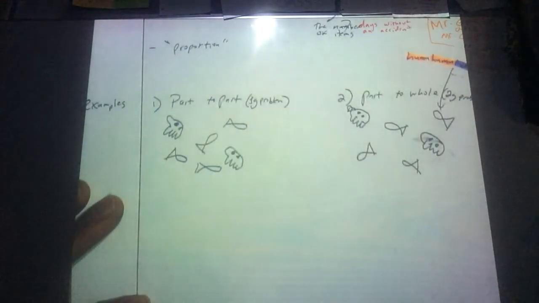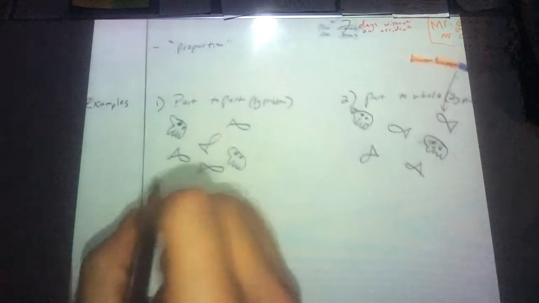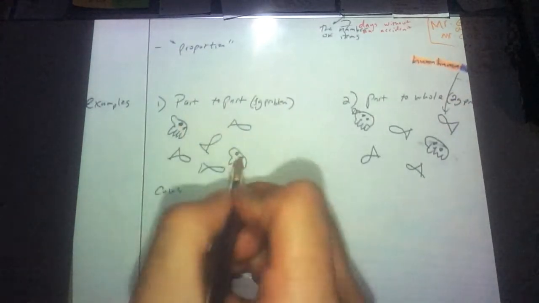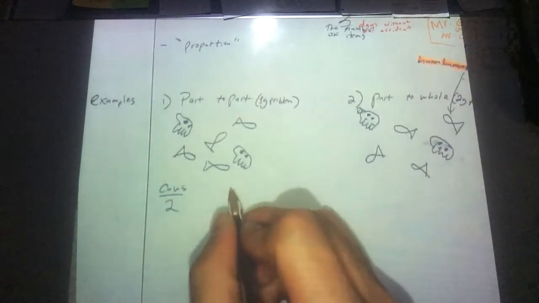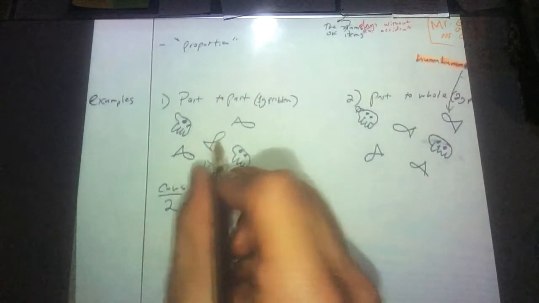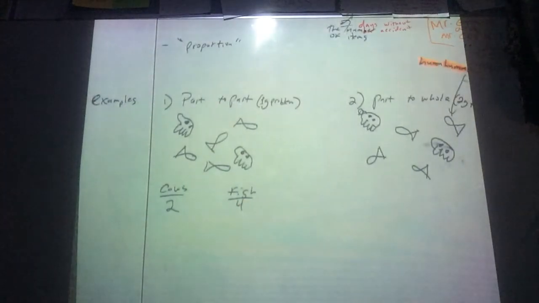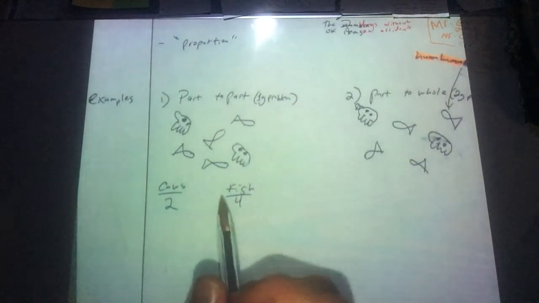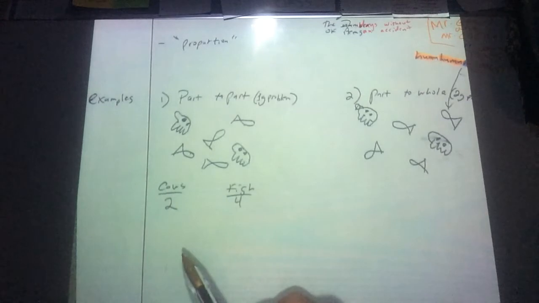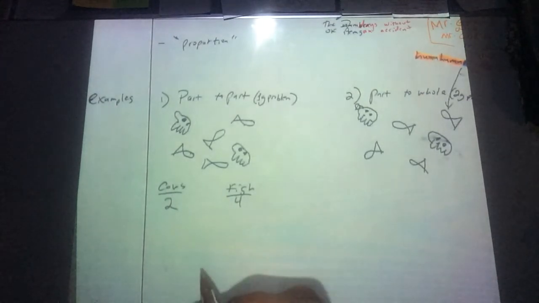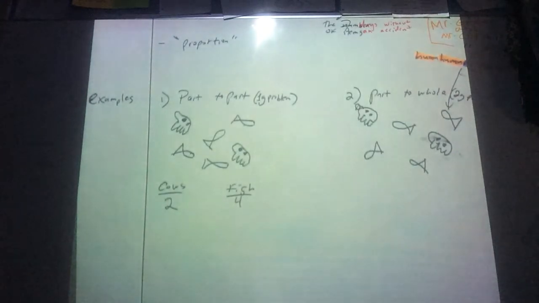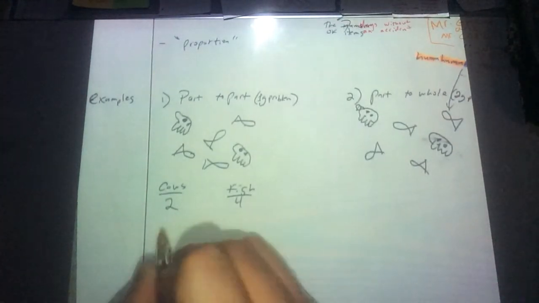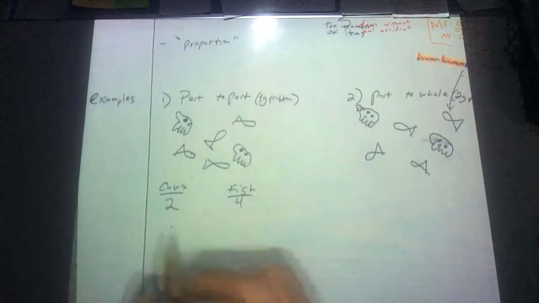Okay, so part to part. Now, how many cows are there? Well, there's 1, 2 weird-looking cows. So there's 2 cows, and then how many fish are there? Well, there's 1, 2, 3, 4. There are 4 fish. So the question asks, what is the ratio of cows to fish? Write the ratio in 3 different ways in simplest form. So you can write it 3 different ways.